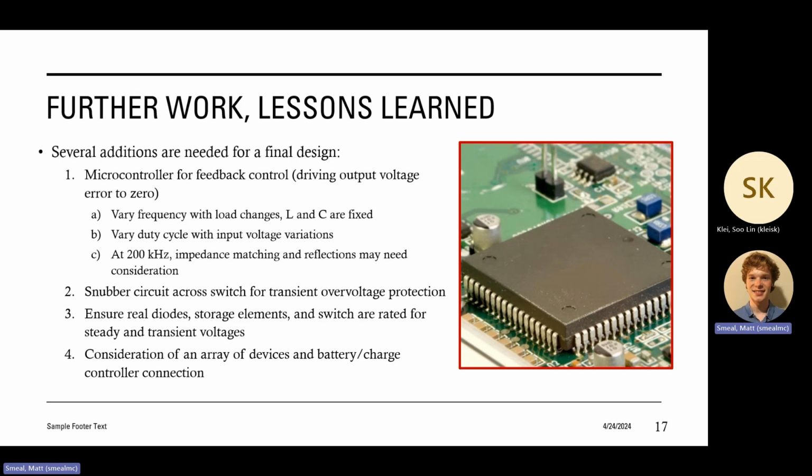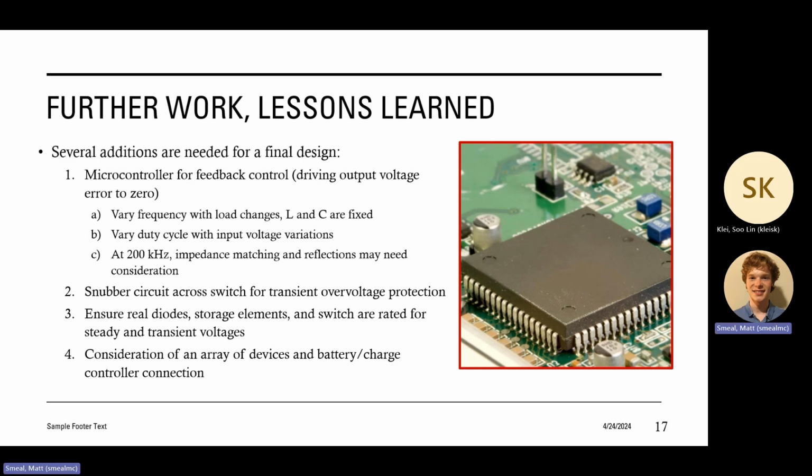Maybe the speed does change a little bit. We would want to vary the duty cycle, which we do in that PWM. At 200 kilohertz, again, there might be some concern for impedance matching as well, or reflections. So that'd be something we'd have to analyze. Again, the snubber circuit, very important for the transient overvoltages we saw and the spikes at the beginning. We may actually want to get it up to its steady state operation before it gets connected. I'm not too sure.